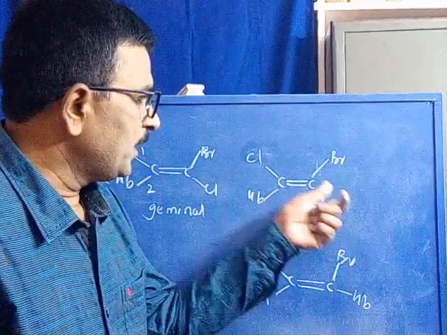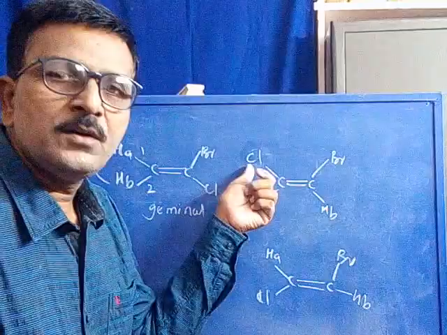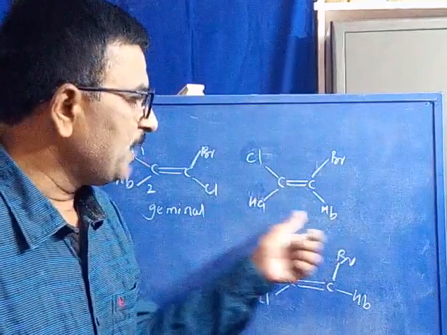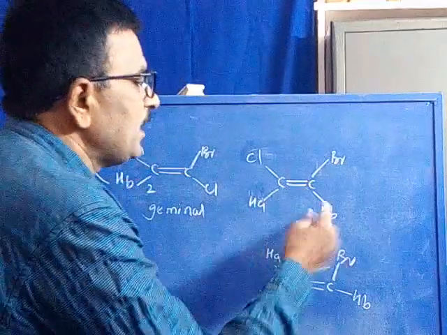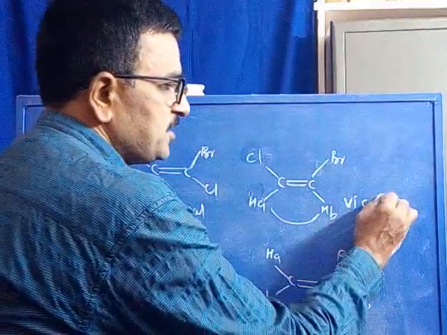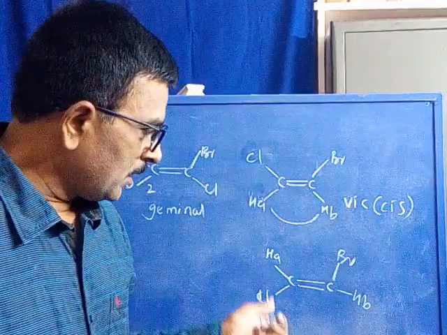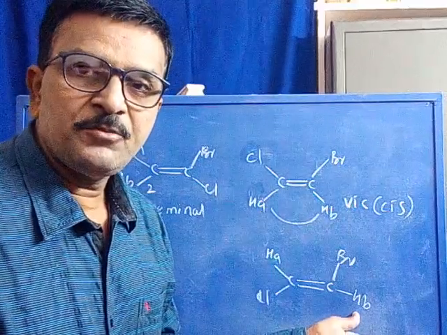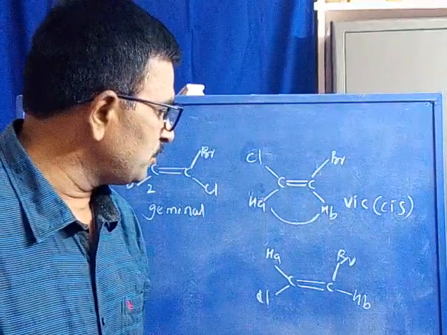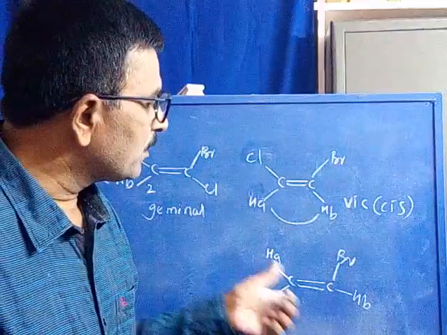Now here, Ha is adjacent to chlorine and Hb is far away from chlorine, or the A and B protons are cis and non-equivalent, hence coupled. This is vicinal coupling, and in that it is cis coupling. Now here Ha and Hb are opposite with respect to each other, one cis to bromine, the other trans to bromine.